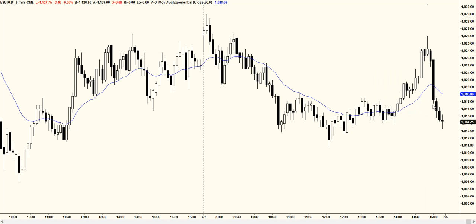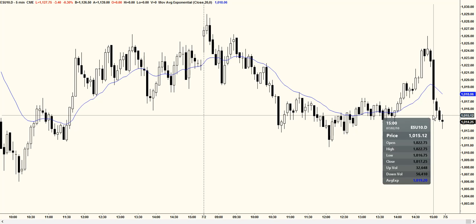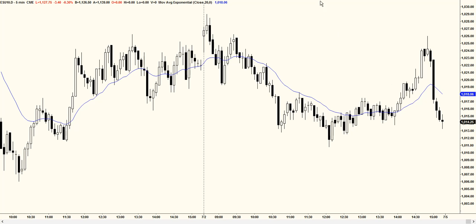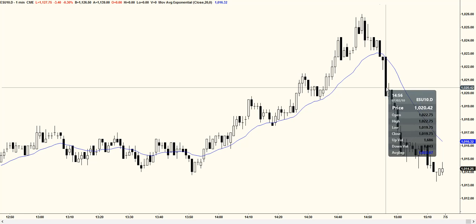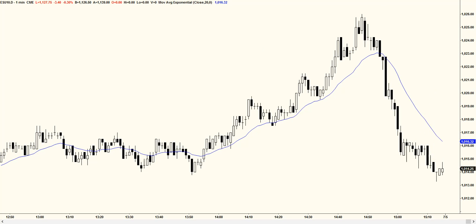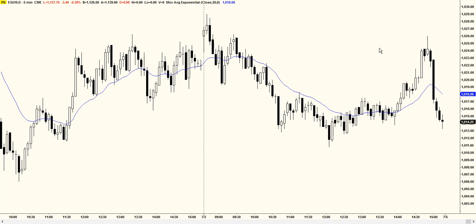Very end of the day, we just plummet down. This bar happened really, really fast. You can see first minute of the bar, price drops 3 points. So it's very easy to give a lot of money back at the end of the day. You are absolutely correct.